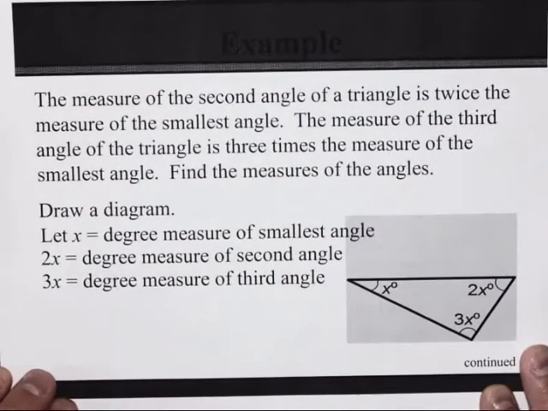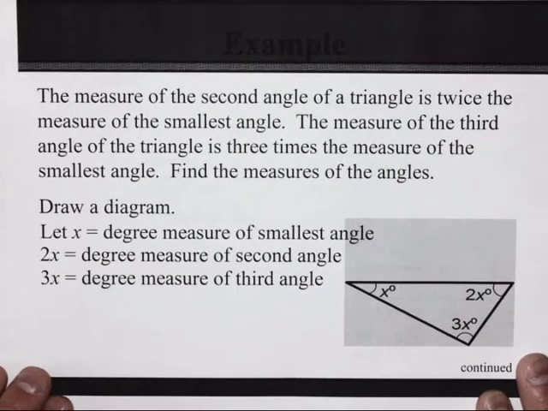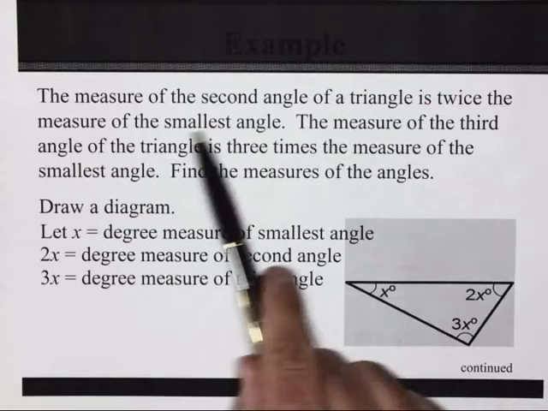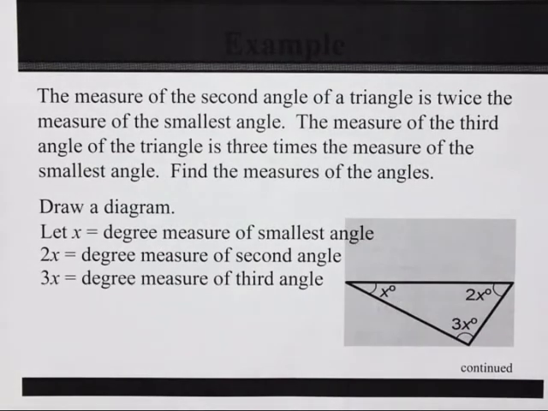Alright. Here's a geometry example. The measure of a second angle of a triangle is twice the measure of the smallest. The measure of the third angle of a triangle is 3 times the measure of the smallest. Find the measures of the angles. So this is an example of a problem where you can draw a picture. We can let the picture be the triangle. We can let the smallest angle be x, since all of these sentences are in regards to the smallest angle. Right? So we let the smallest angle be x.